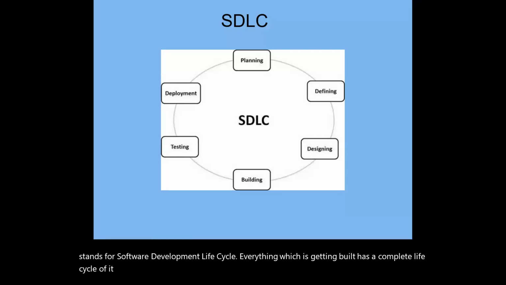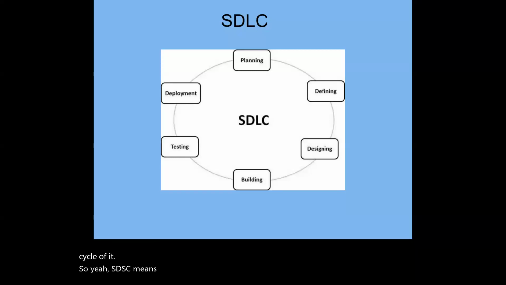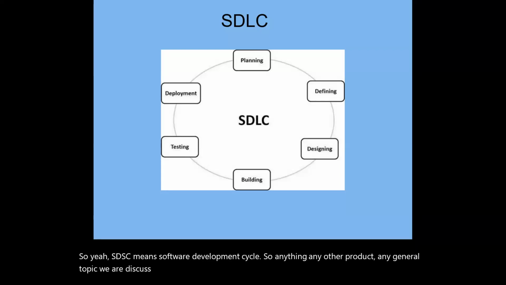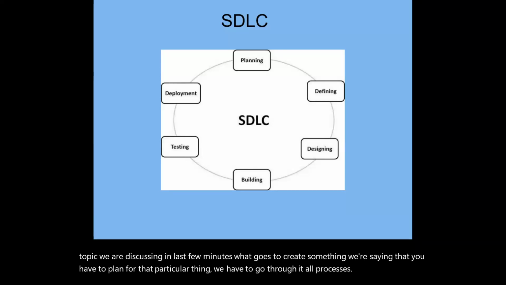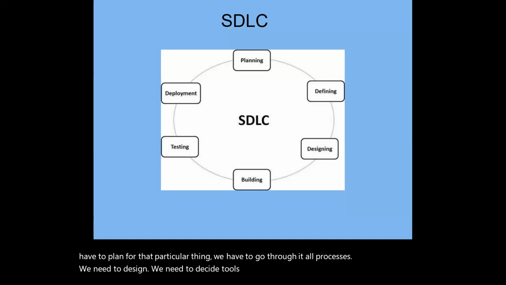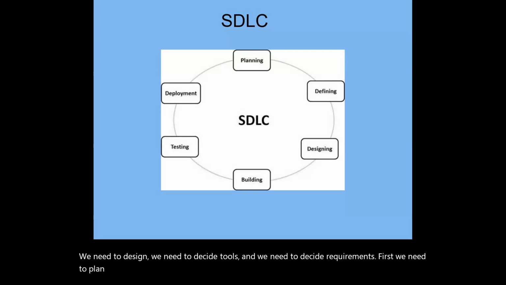So here, SDLC means Software Development Life Cycle. Any other product, any general topic we have been discussing in the last few minutes, what goes into creating something, we're saying that we have to plan for that particular thing. We have to go through a lot of processes. We need to design, we need to decide tools, and we need to decide requirements. First, we need to plan. Now, actually, what happens in the planning phase in SDLC?